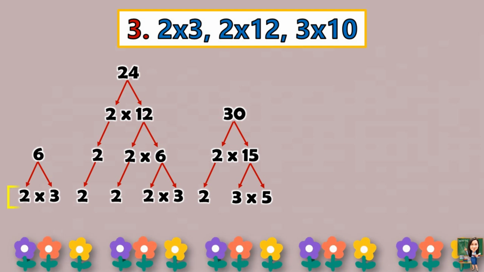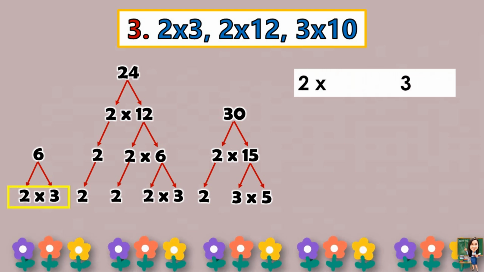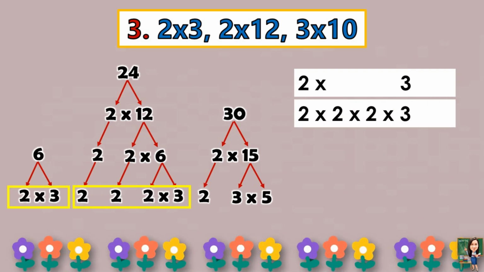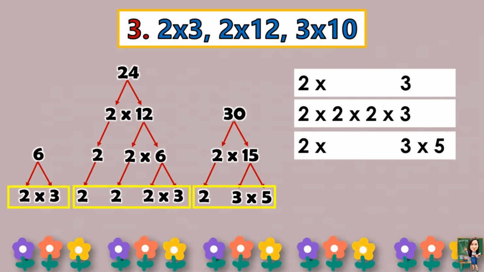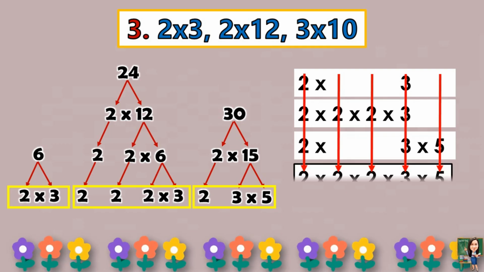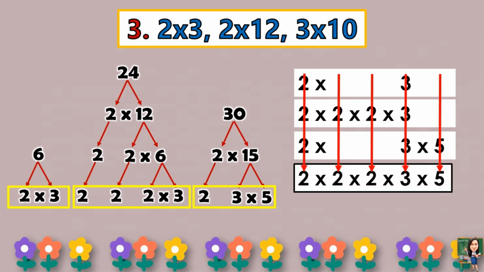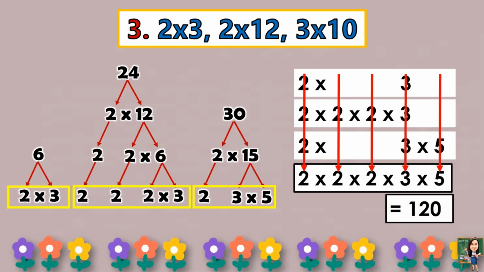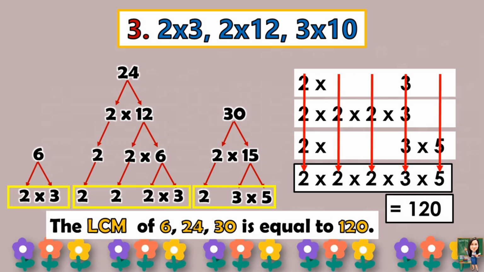The prime factors of 6 is 2 times 3. The prime factors of 24 is 2 times 2 times 2 times 3. The prime factors of 30 is 2 times 3 times 5. Then list down all the prime factors. 2 times 2 times 2 times 3 times 5 equals 120. So the LCM of 6, 24, 30 is equal to 120.